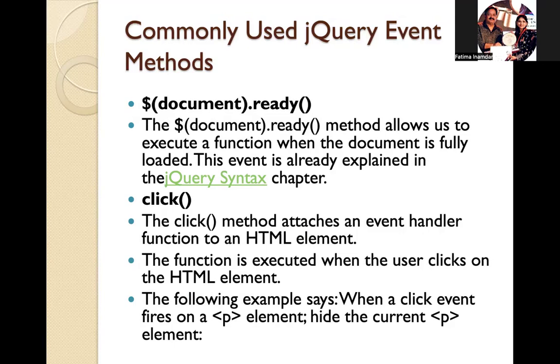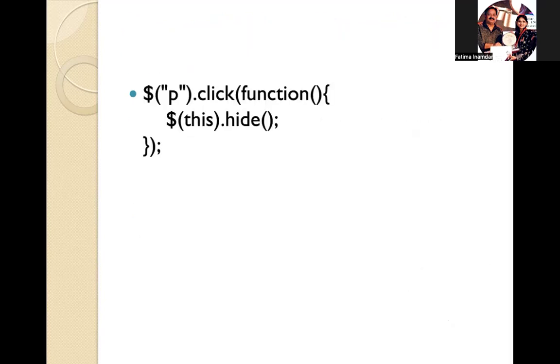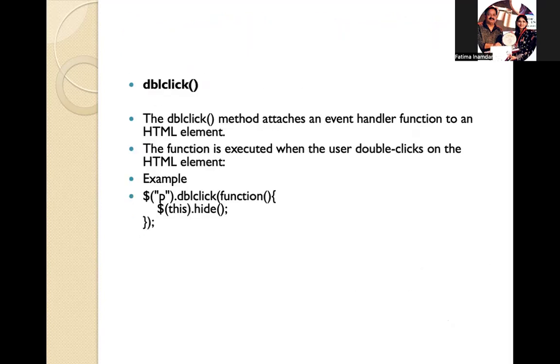Basically, this method is used to attach an event handler function to an HTML element, where the function is executed when the user clicks on the particular HTML element, and we have to consider that this particular event is used for a particular paragraph and hide the current element. Then we can use such type of methods for a particular event handling. Double click is also there, which is to be used.